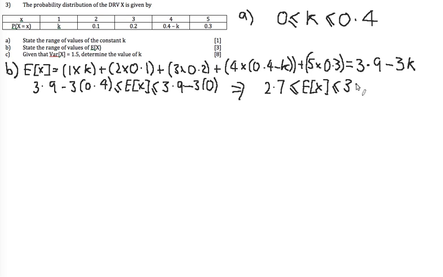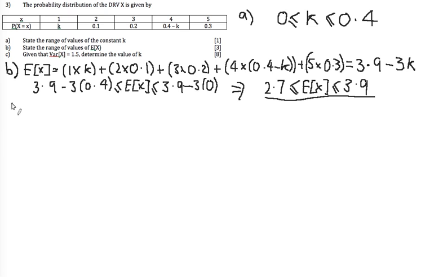Okay, now it will work if you actually just put in k is equal to 0 and calculate the expectation of x, and k is equal to 0.4 and get the expectation of x. What you are expected to give is this range. It is a range of values. It's not simply that it can be 2.7 or it can be 3.9. It lies between this range. And also in a moment you're going to see how we're going to use this to answer part C.